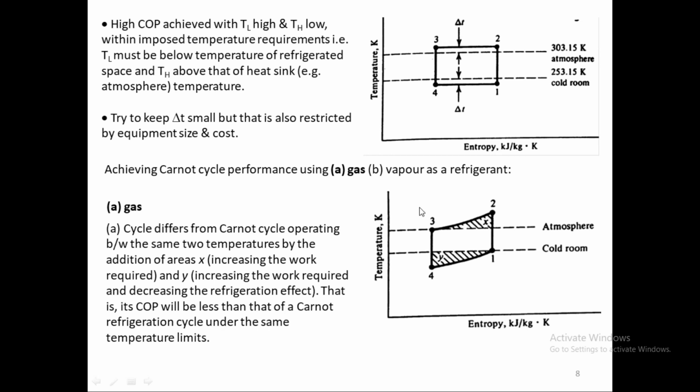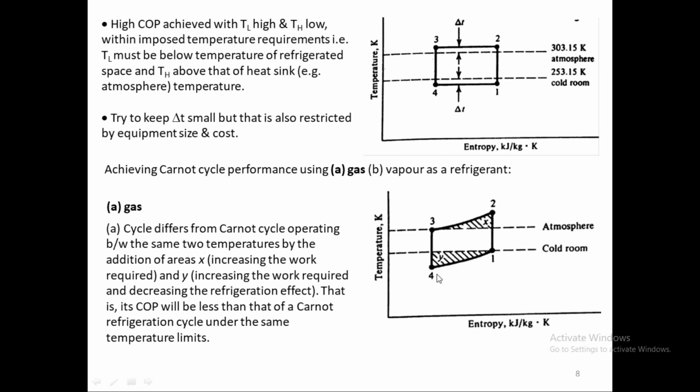Carnot cycle performance by using a gas as the medium in our refrigerator, and a vapor as the medium as a refrigerant in our refrigerator cycle. So when we use the gas, as you can see here, the two temperature limits are cold room temperature and the atmosphere. If you are using the gas, the gas has to be compressed or heated up slightly above the atmosphere temperature, and then it will be cooled back to the atmospheric temperature. So this X amount of energy is the extra amount of energy which is needed. So the efficiency will be dropping here.